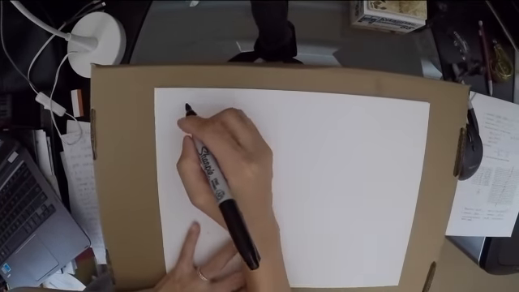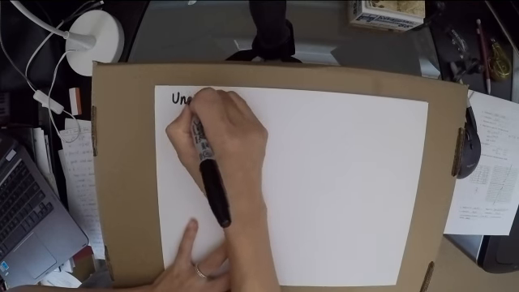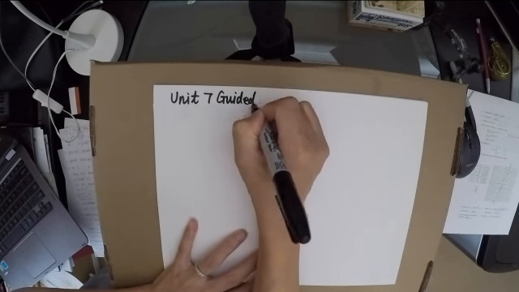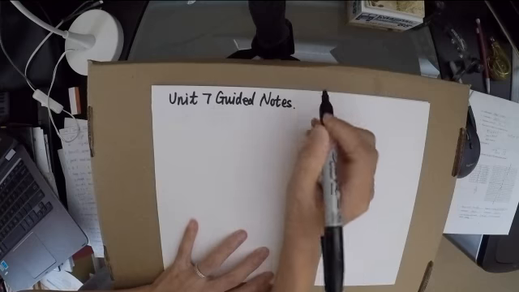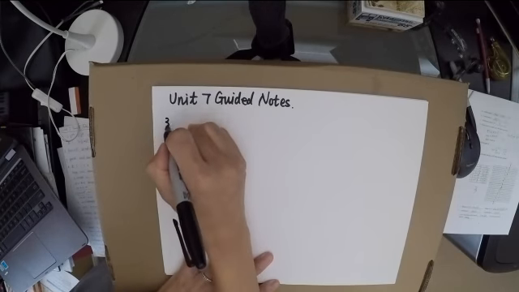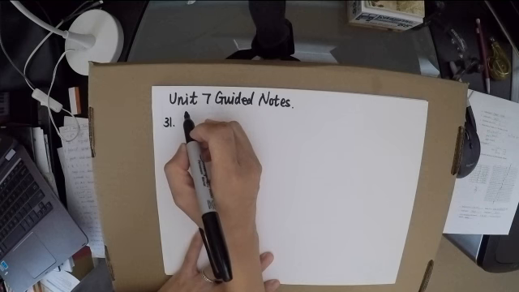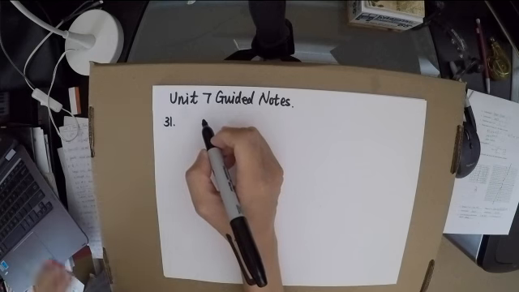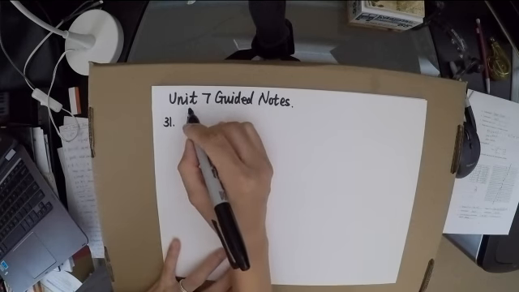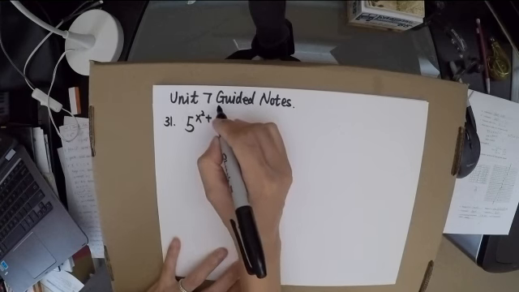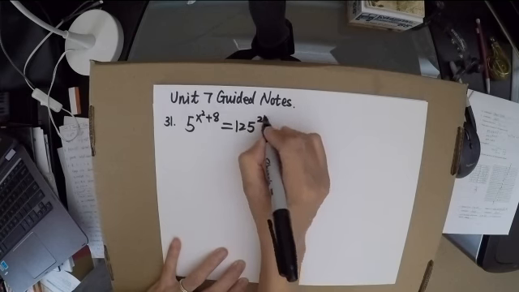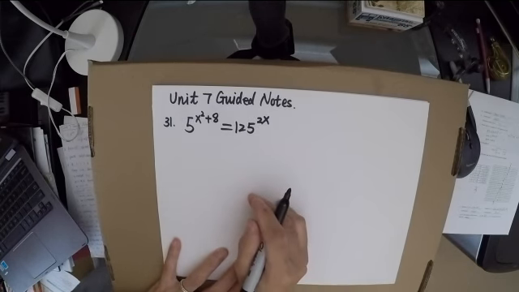Hello everyone. Now I want to talk about some problems from Unit 7 guided notes. The first problem I want to talk about is question number 31. You are asked to solve exponential equations. The given equation is 5 to the x squared plus 8 equals 125 to the 2x. To solve, meaning you need to find the value for x, okay?